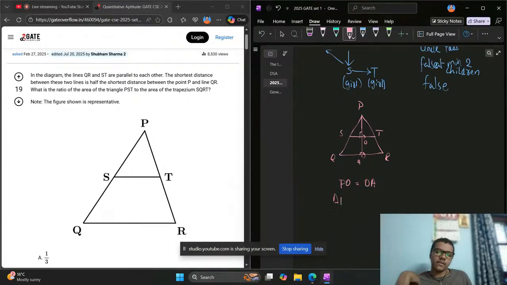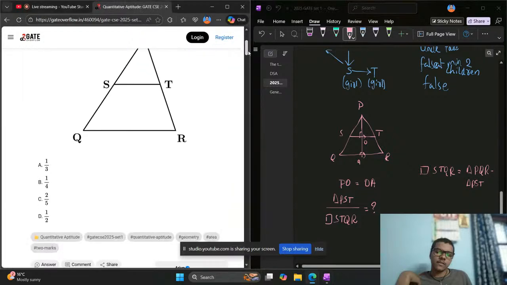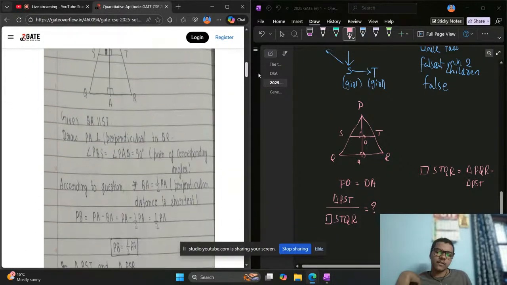So triangle PST by quadrilateral STQR is equal to question mark. Okay. So what do we need to do to get this area? To get this area, we can do something like this, right? Triangle PQR minus triangle PST. We can do something like that. All right. How do we do that?